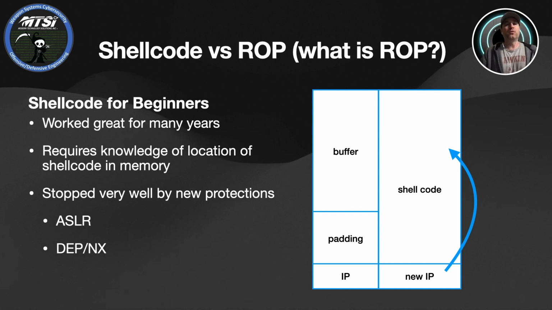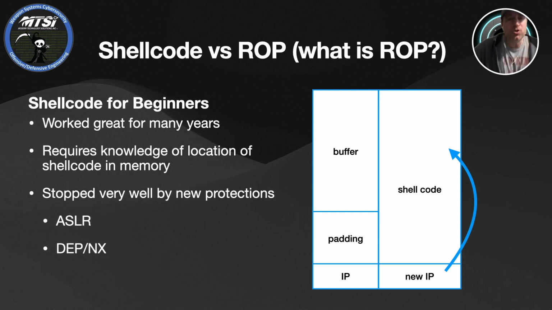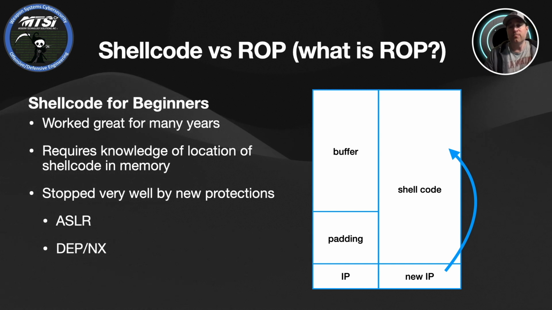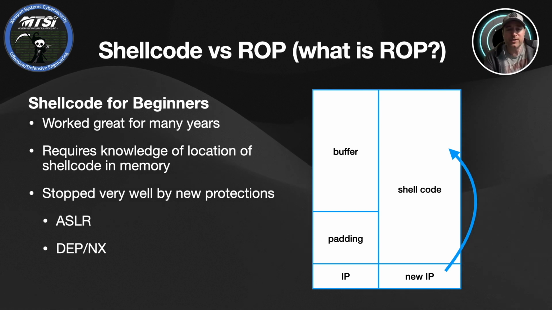You have to know the specific location of your shellcode in memory. And when I say specific, I don't mean down to precise byte, but I mean generally you have to know a very narrow area of memory where your shellcode resides. If you don't know this, you're not going to be able to get your shellcode to run. You're not going to be able to jump into it. There have been a lot of new protections implemented in operating systems and in CPU architectures to try and mitigate this problem. One of them is ASLR, Address Space Layout Randomization.